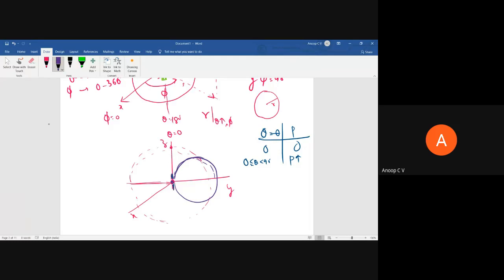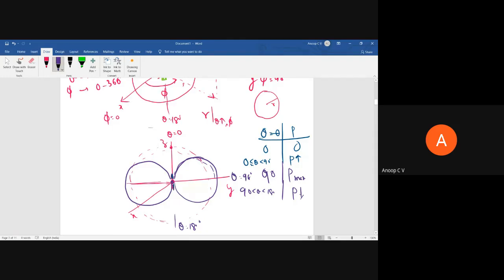Similarly on either side. So what is the meaning of this? I am measuring for theta equal to 90 degrees, and the power is maximum. Then for 90 less than theta less than 180 degrees, what happens? Power is reducing. So this is what is happening: theta equal to 0, theta equal to 90 degrees, theta equal to 180 degrees, on either side.